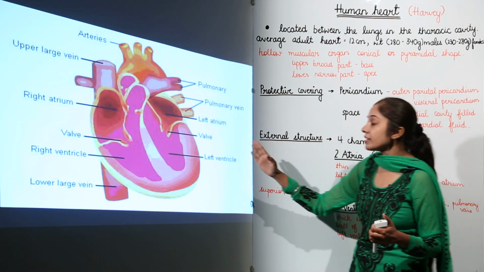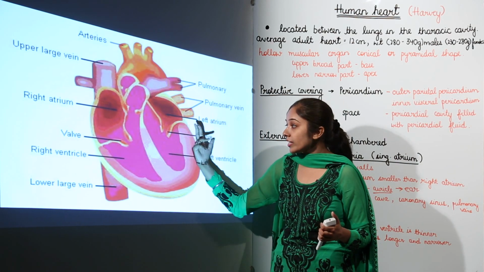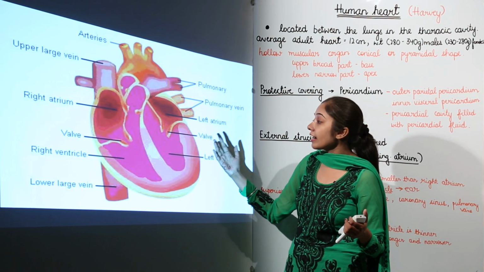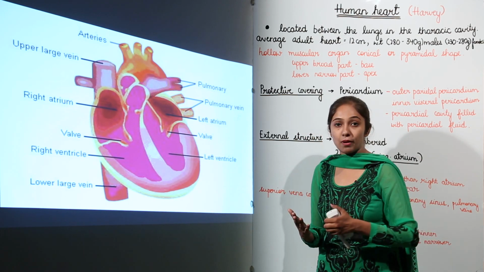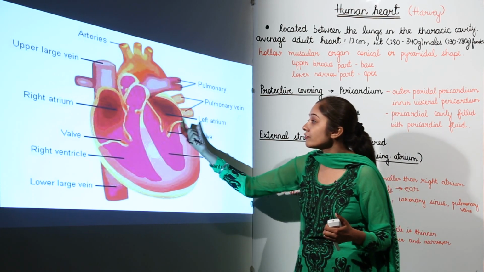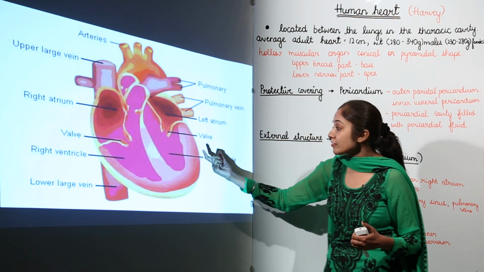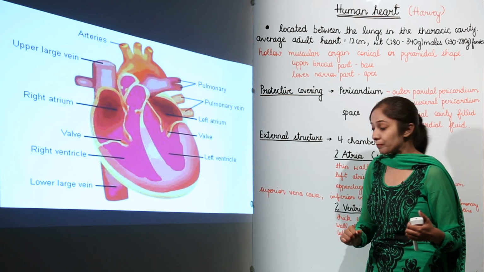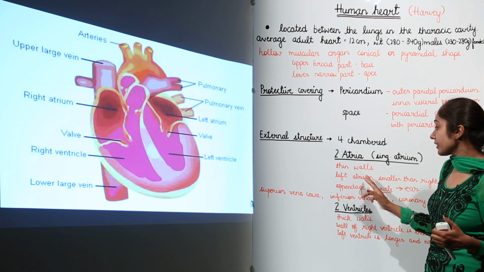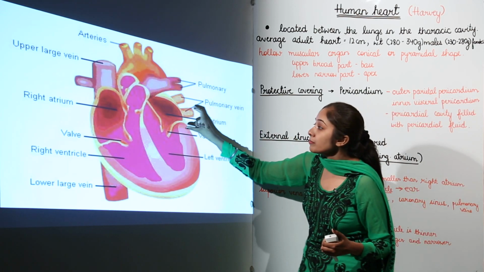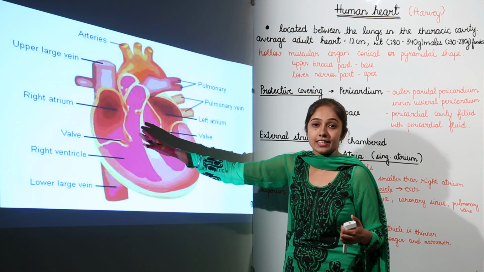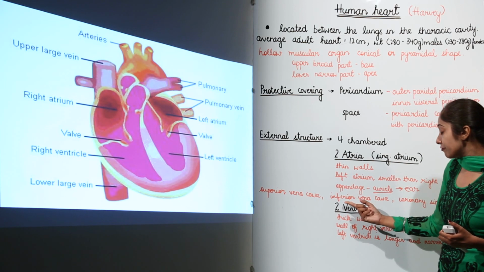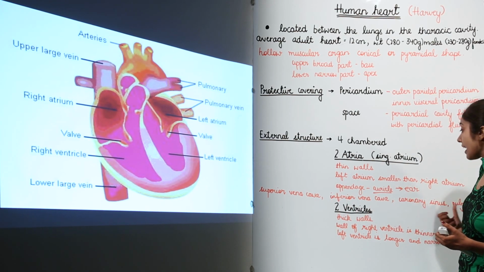So we have 4 chambers, the 2 atria and 2 ventricles. We have divided the heart into the left part and the right part. Consequently we have the left atrium and the right atrium, and similarly the left ventricle and right ventricle, as you can make out from this image. Remember that the atria have thin walls and the left atrium is smaller as compared to the right atrium. Now what does it have? It has the superior vena cava, inferior vena cava, coronary sinus and pulmonary veins.